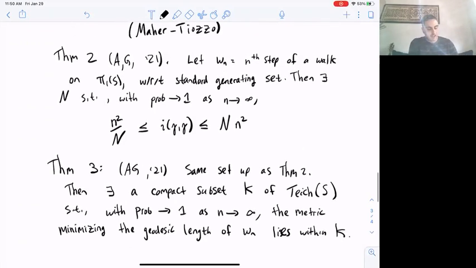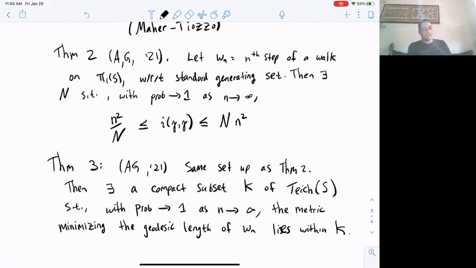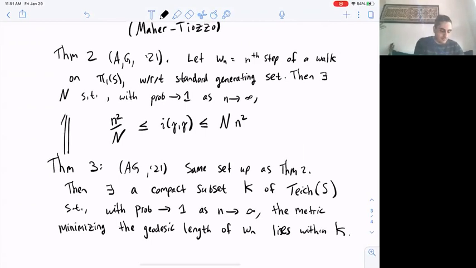So I guess it's time. I said I was going to say a little bit about how these theorems relate to one another. In particular, I would have liked to say a little bit about how theorem 2 kind of follows from theorem 3. I didn't get there, but I'm happy to say more about it if anybody's interested.